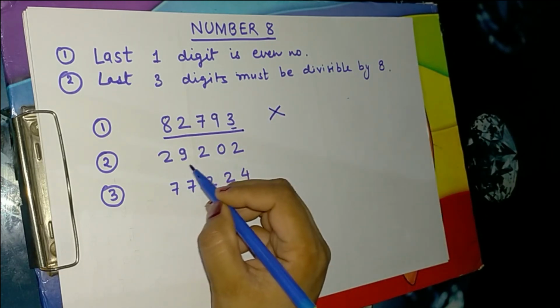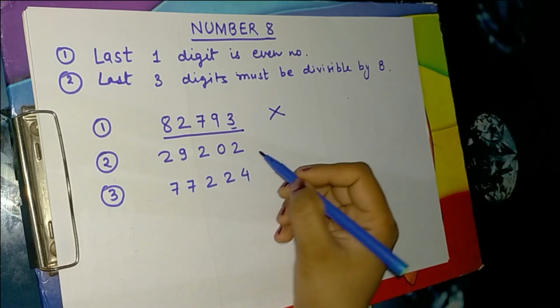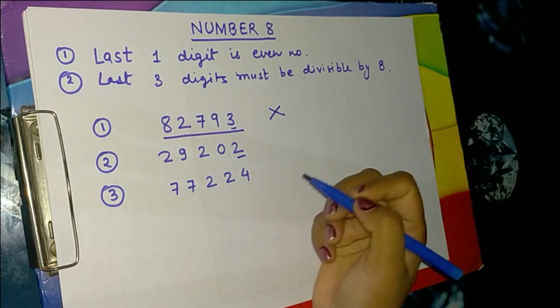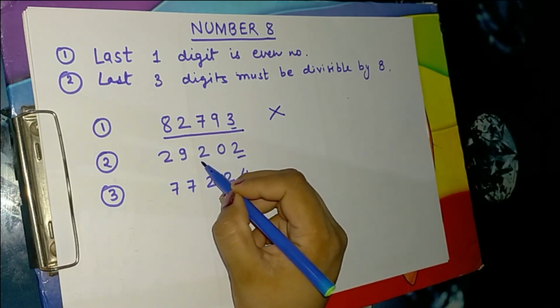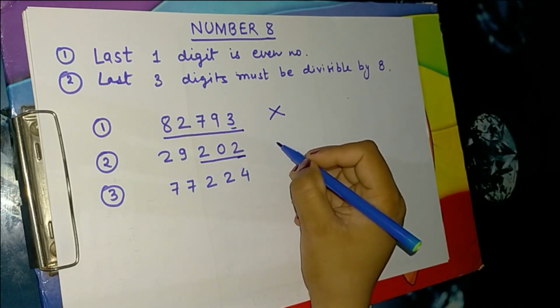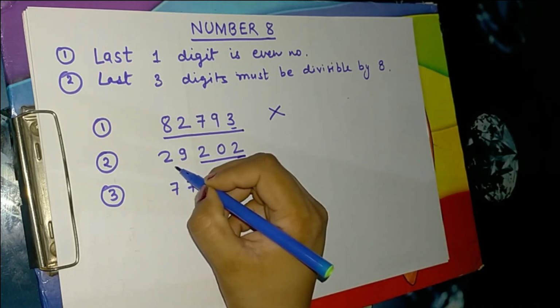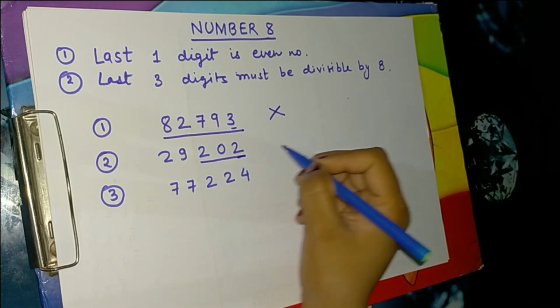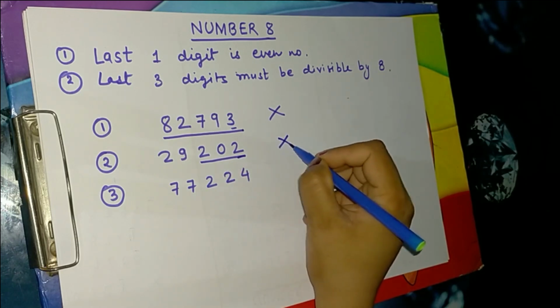Our next number is 29,202. The last digit is an even number, but when we check the last three digits, that is 202, this 202 is not divisible by 8. So here the complete number 29,202 will also not be divisible by 8.